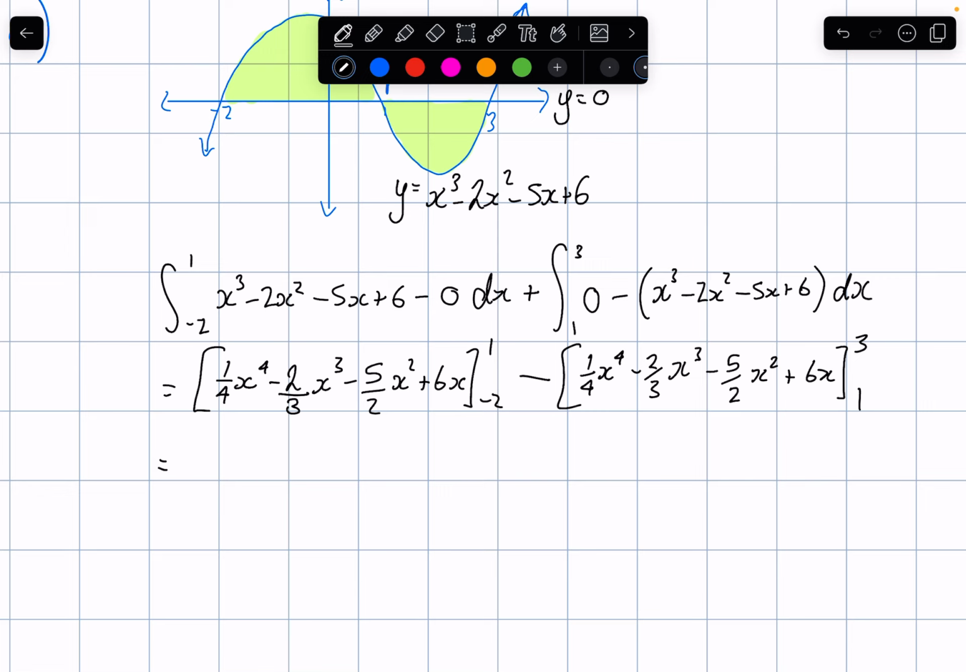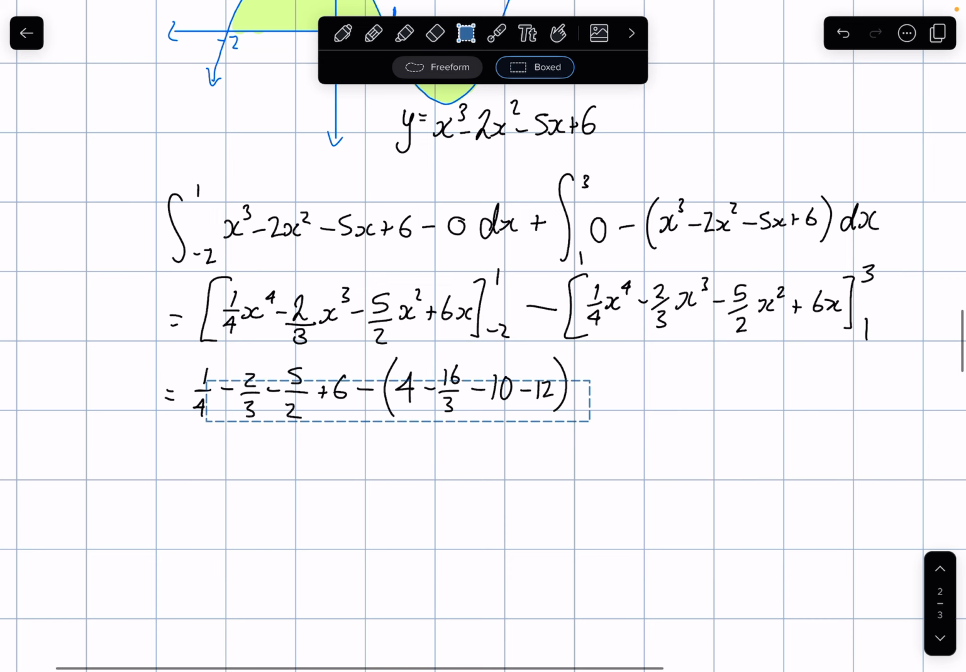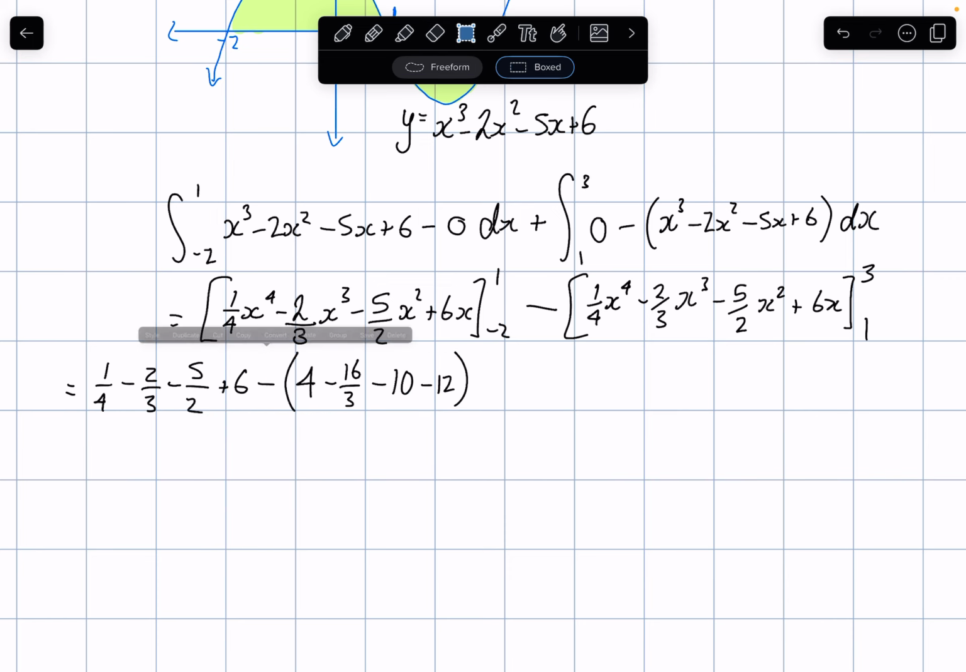So when I put 1 in, I get 1 on 4 minus 2 on 3 minus 5 on 2 plus 6, minus, now negative 2 to the power of 4 is 16, divided by 4 is 4. Negative 2 to the power of 3 is negative 8, so that's negative 16 on 3. Negative 2 squared is 4, so that's going to be negative 10, and that's going to be minus 12. So that is my first part of that equation there. So I might just move them over a little bit.